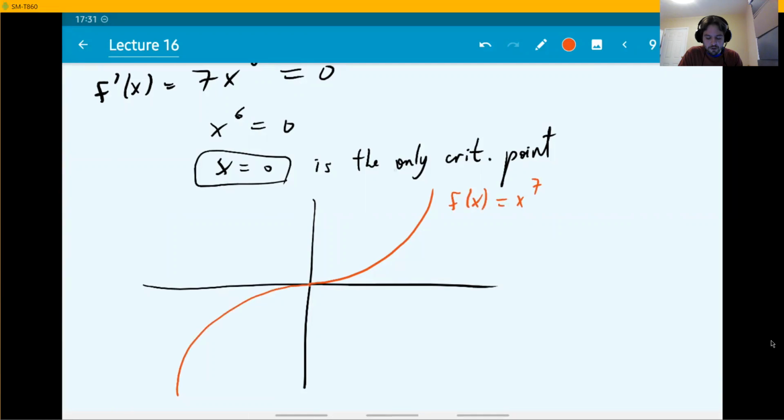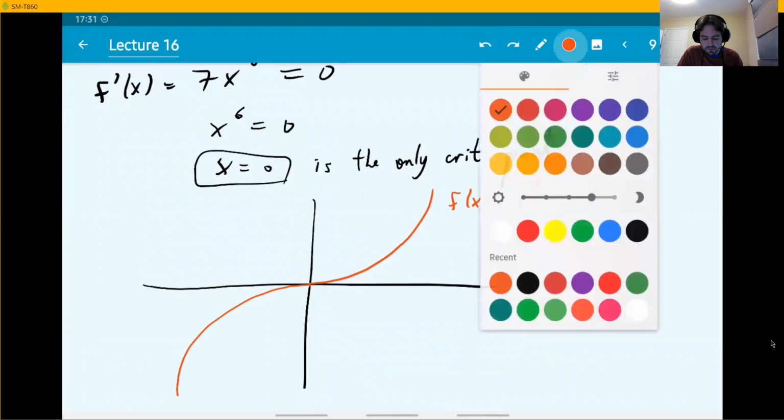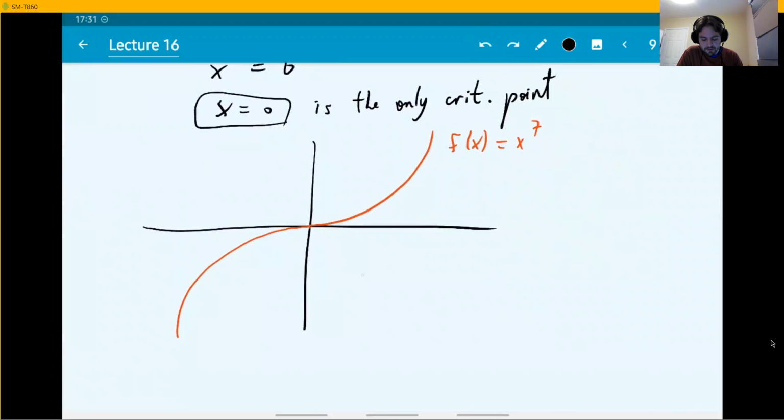So you see that even though we found a critical point, x equals 0, because the tangent line right here at x equals 0 is horizontal, that point is actually not a local extreme. We can see it from the graph. This is not a local extreme point, because the value of the function there is not either larger or smaller than values around it. Values on the left side are smaller, values on the right side are larger. So it's not a local extreme point.